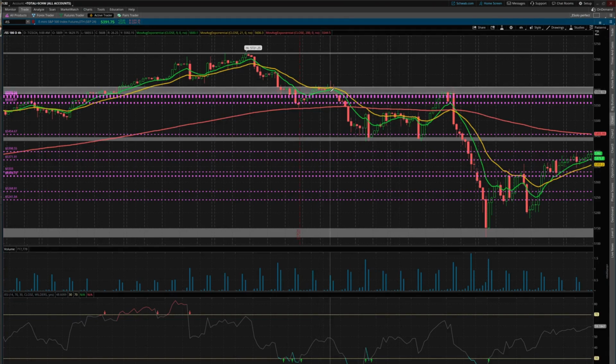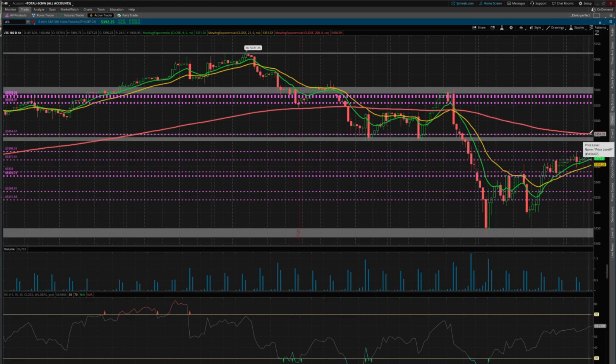We broke through the demand level right here, fell on down. That allowed us to push down further, creating a new demand level here. And notice how we ran all the way down to a previous demand level. And now we're all the way back almost to the supply.